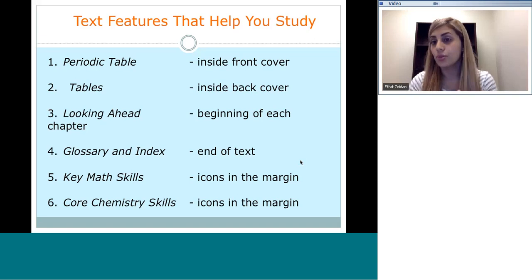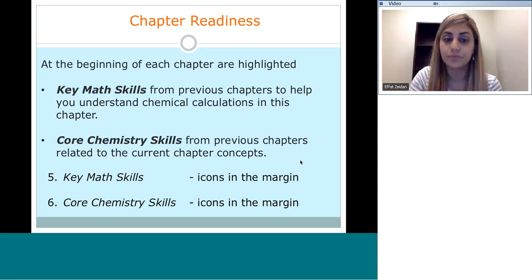Look at all of these features and take advantage of them, because they help you to organize your knowledge, to check your knowledge to make sure you understood it or not, or to highlight the major key skills that you are learning, or the major chemistry skills that you are learning. So it's a way for you to organize your information in your head as well.